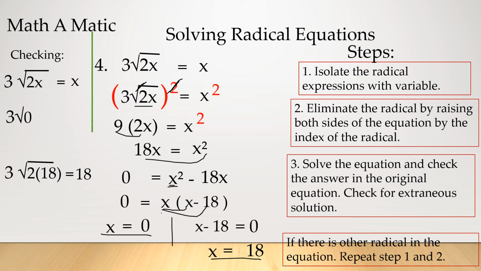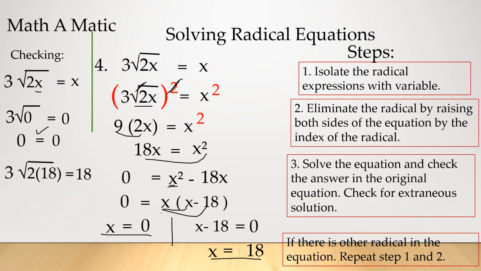So, 3 and x is 0, so it means we're going to replace this with 0. So 2 times 0, that is 0. Square root of 0 is 0. 0 times 3, that is equal to 0. Okay, so 0 is equal to 0, which is correct.